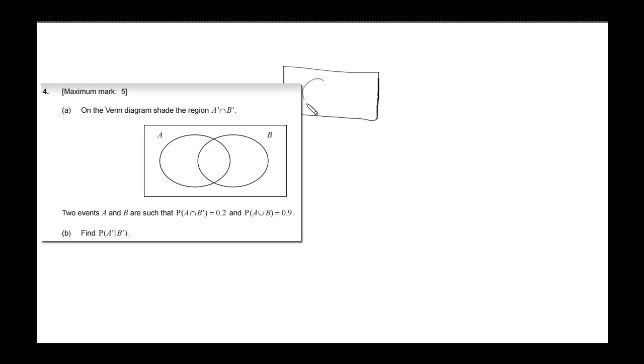Number 4, we are given a Venn diagram and we are asked to shade the region representing A dash intersection B dash. In words, A dash means everything that is outside A. I will shade in red everything that is outside the set A. That's it. Outside A, here as well, we avoid A.